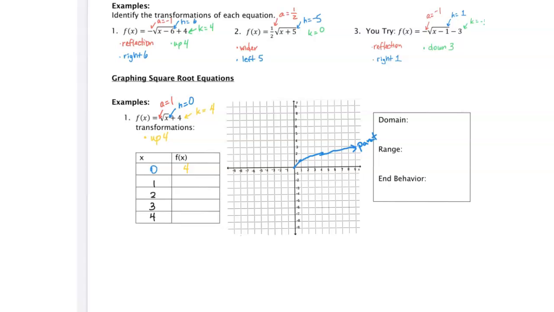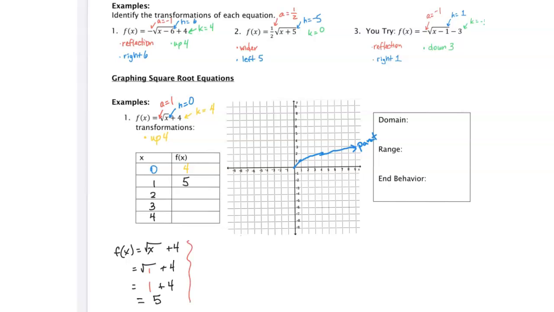So if I have f of x equals the square root of x plus 4, and I want to plug in our first number, which is 1, that is the square root of 1 plus 4. The square root of 1 is 1. And then we have our plus 4. 1 plus 4 gives us 5. So this output is a 5.